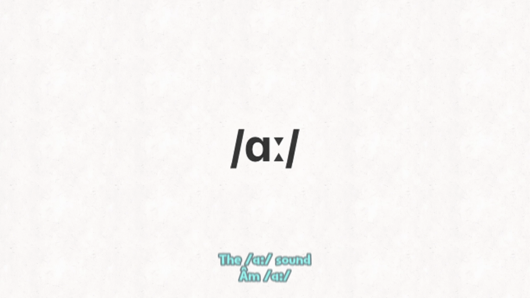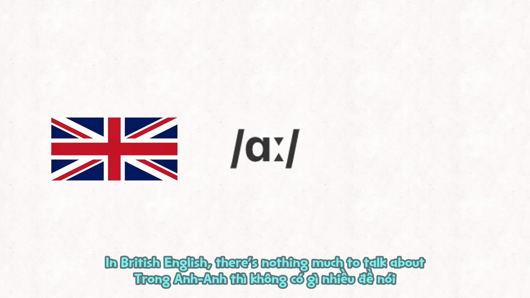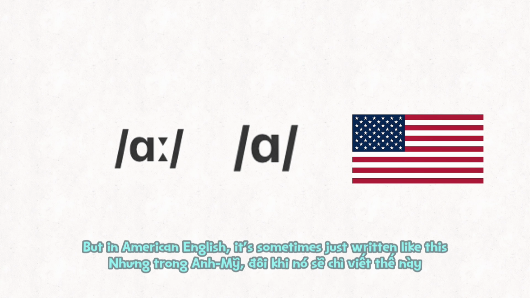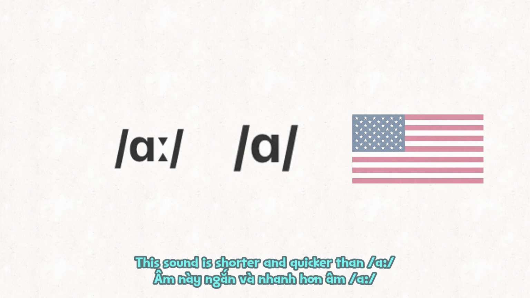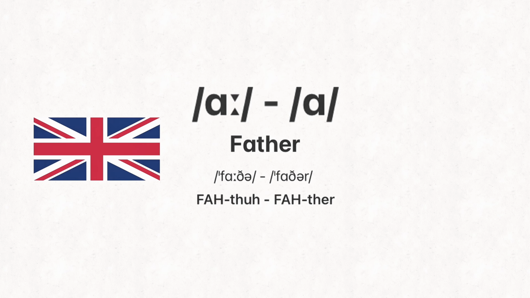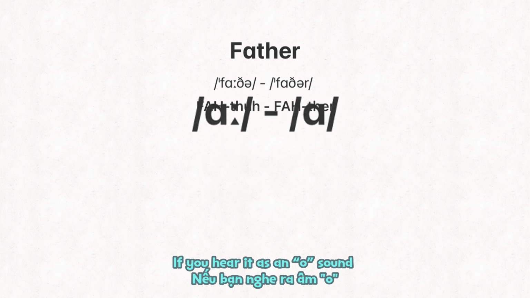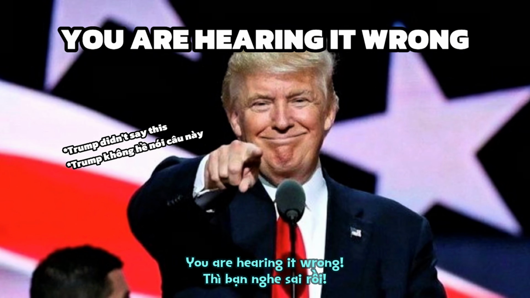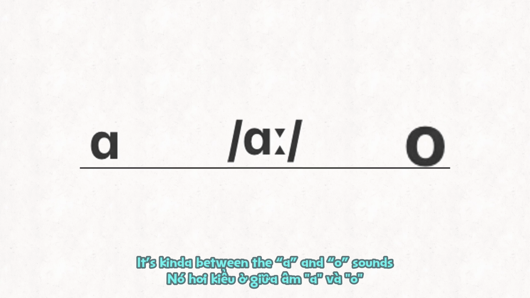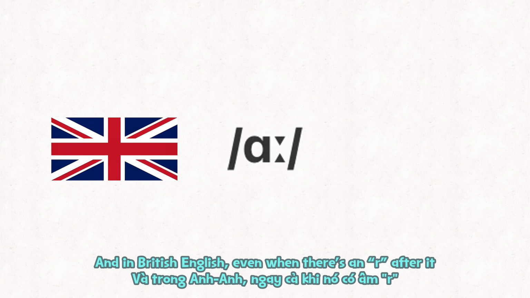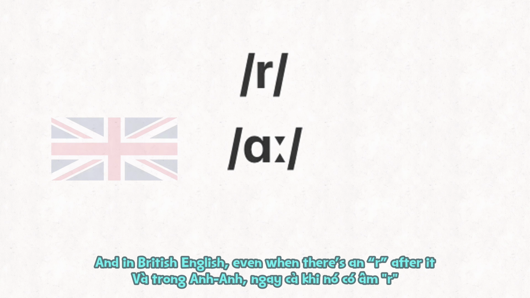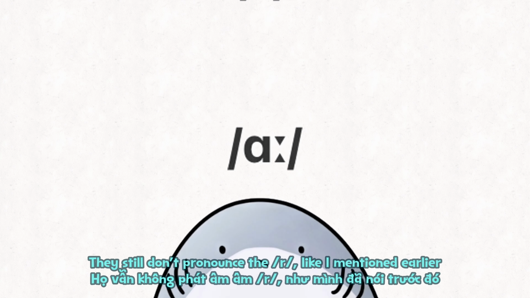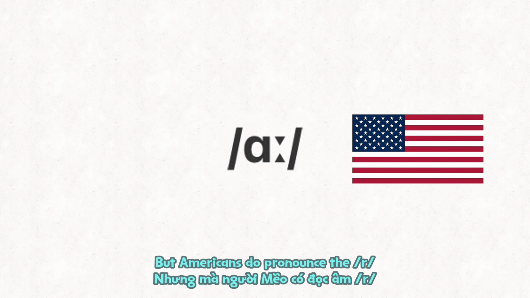The R sound. In British English, there's nothing much to talk about, but in American English, it's sometimes just written like this. The sound is shorter and quicker than R. Listen. Father. If you hear it as an R sound, you are hearing it wrong. It's kind of between the A and R sounds. And in British English, even when there's an R after it, they still don't pronounce the R, like I mentioned earlier, but Americans do pronounce the R.